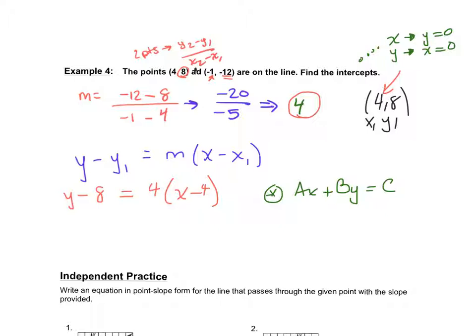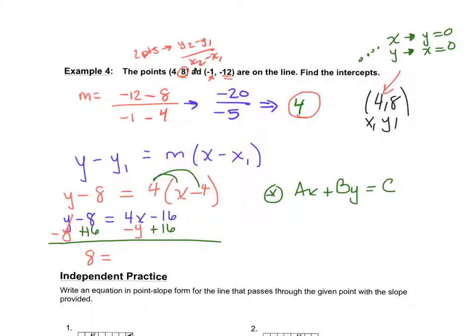So to change this into standard form, you are actually going to distribute, and you get y minus 8 is equal to 4x minus 16. Now you want ax and by together, so I can add 16 to bring him here, and then I am going to subtract y to bring him to the right. That's going to give you negative 8 plus 16 is 8, equal to 4x minus y, and the 16 cancels out. Now that you have that standard form equation, you can find your intercepts.